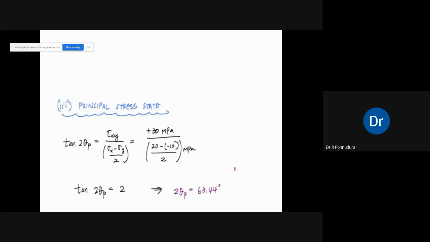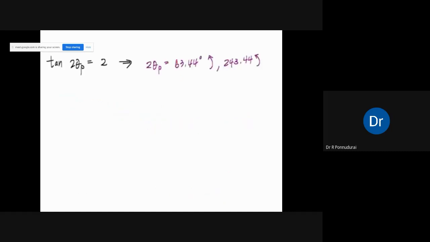So in case they are asking at any given plane, theta you have to substitute. Otherwise, if the question directly asks, try to find the principal stresses by using the formula. So the general equation you have to use for any given plane, if you want to find the normal stress and shear stress, sigma x dash and tau x dash y dash. So 2 theta p, p for principal plane, is equal to 63.44 degrees.